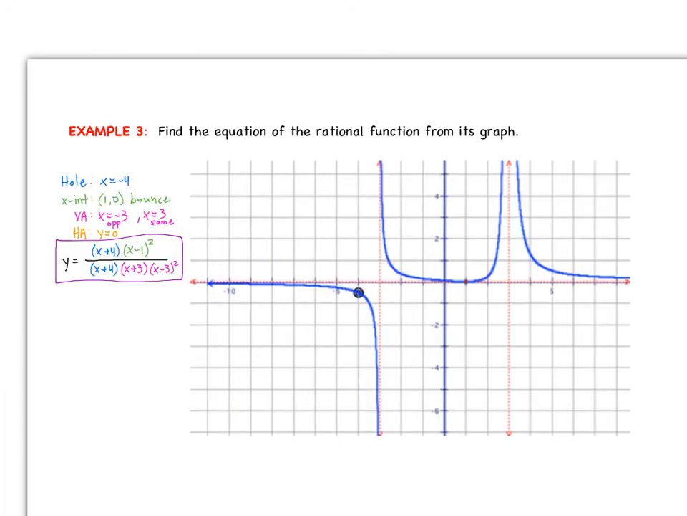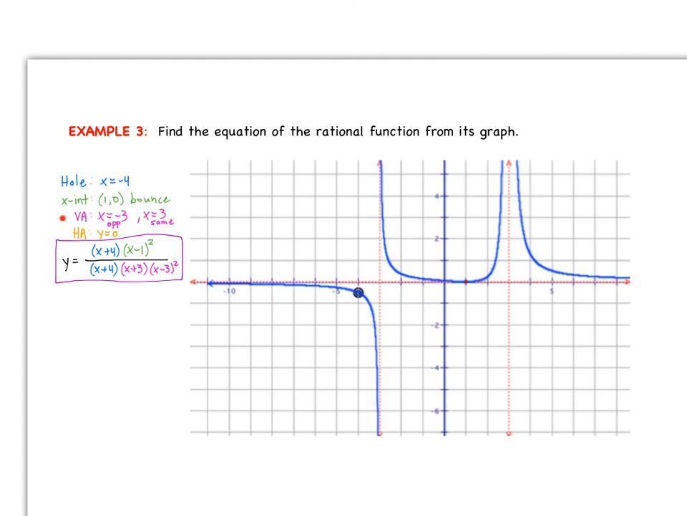So here's what I got. I noted we have a hole at x equals negative 4, so that takes into account our x plus 4s in the numerator and the denominator. We have one x-intercept at 1, 0, and it bounces, so that takes into account the x minus 1 in our numerator, but since it bounces, I need an even degree there. So do you have that?